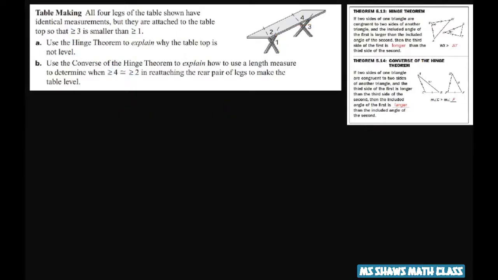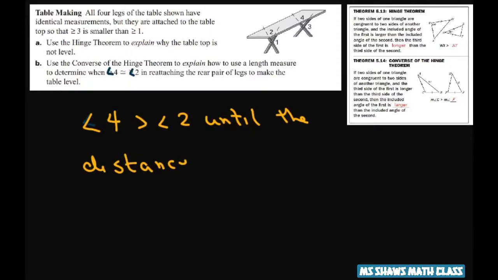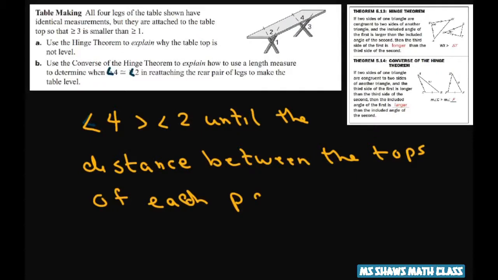Now we got to use the converse of the hinge theorem. So this is angles here to explain how to use the length measures to determine when angle 4 is congruent to angle 2. So basically for that one, by the converse of the hinge theorem, angle 4 will be larger than angle 2 until the distance between the tops of each pair of legs is the same.